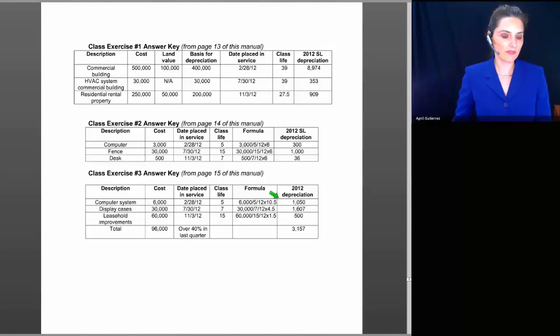Everyone who did the effort and put up the answers had the correct answers, so that's great. Because from this point, it's just going to get a little bit more complicated.